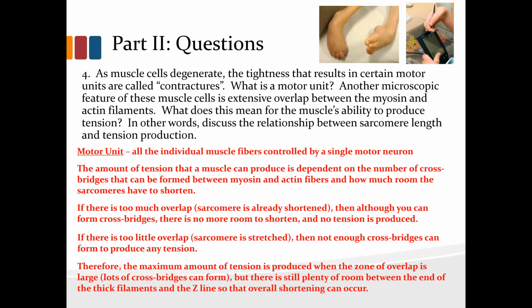Therefore, the maximum amount of tension is produced when the zone of overlap is large, so lots of cross bridges can form. But you still have plenty of room between the ends of the thick filaments and the Z-line so that you can get shortening of the overall sarcomere.